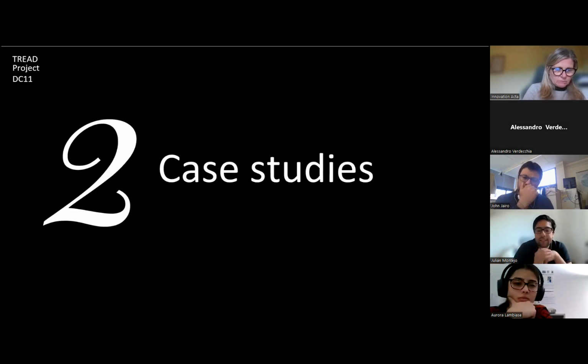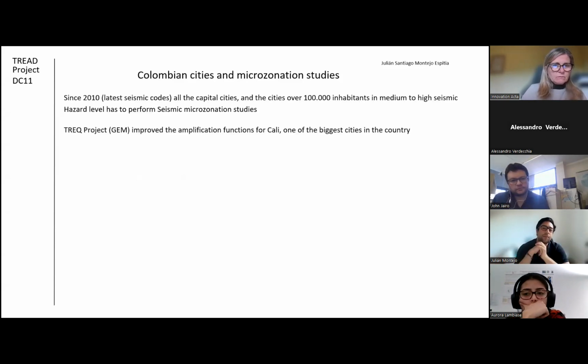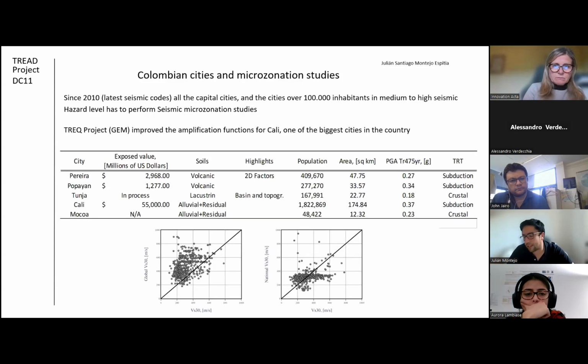So as case studies, we are going to use the 20 possibilities, but we need data in order to work with. For example, in Colombia, we have many microzonation studies because they have to be done by law. So they are mandatory, but not all the cities have this kind of study. And we are using for now 5 different cities.